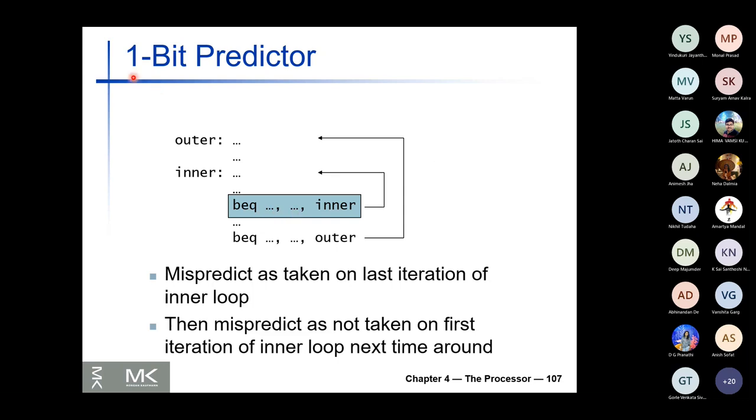If you have one bit history, whatever happened the last time during runtime, I would follow that, and initialize with branch not taken. So in the first iteration of the loop there will be a misprediction because the branch is taken, but you predict not taken. And at the time of exit, you predict that it is taken because previously it was taken, but now it is not taken. So there will be two mispredictions per inner loop.